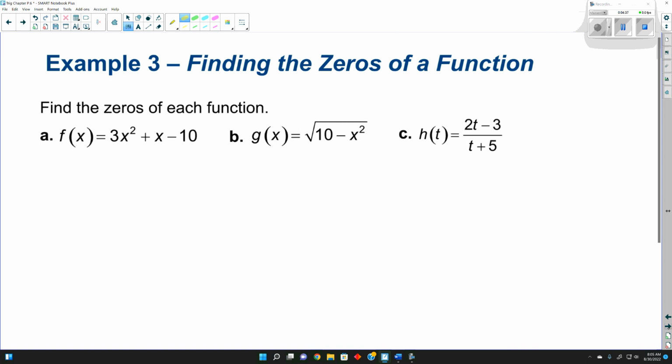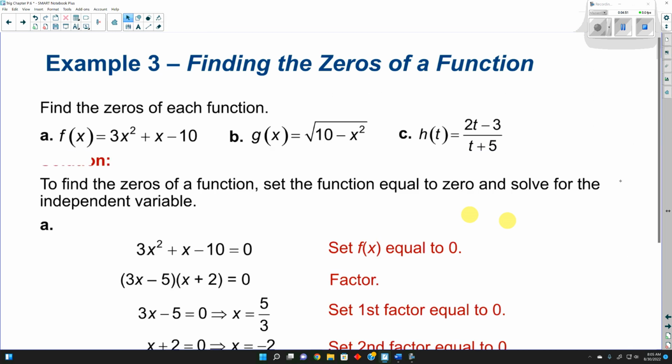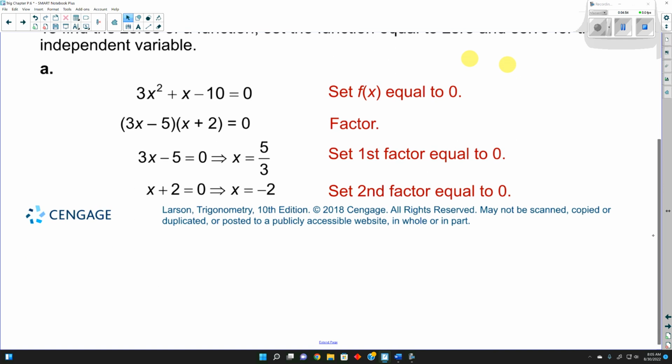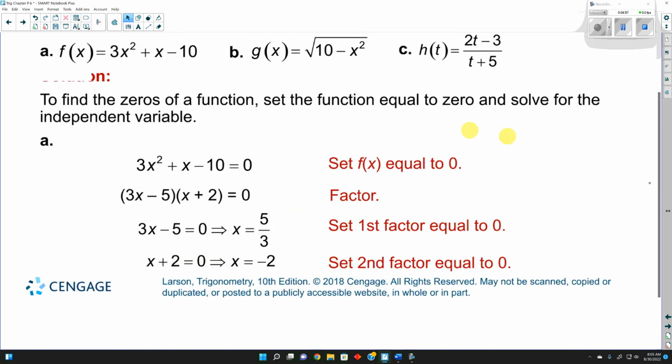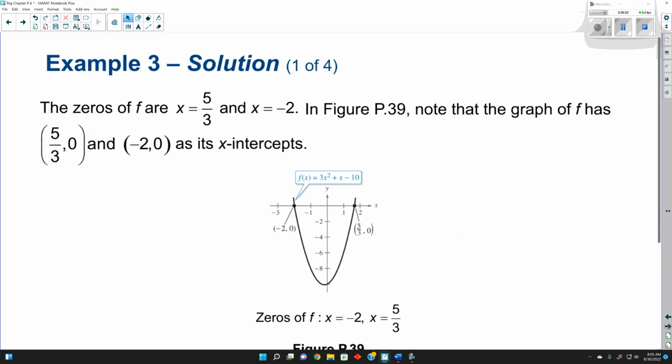Because we could go on and graph these here. For the first one, we could go through and solve the quadratic and see that it has zeros at 5/3 and -2. Nothing that we haven't already done. And if we graphed it, it crosses the x-axis at 5/3 and -2, where we expected to find the zeros because that's what we found algebraically. We'll also see it graphically.